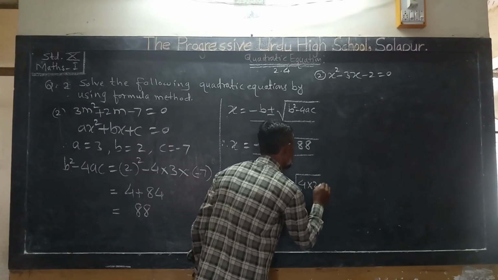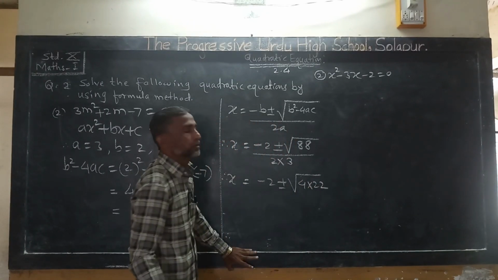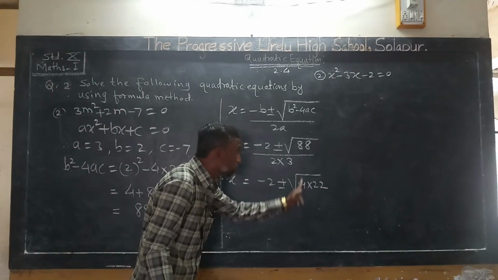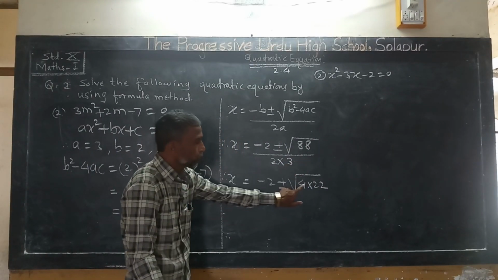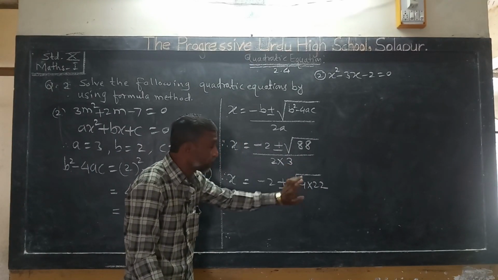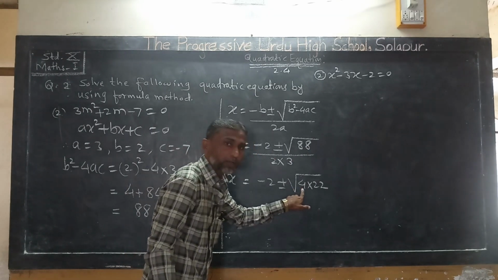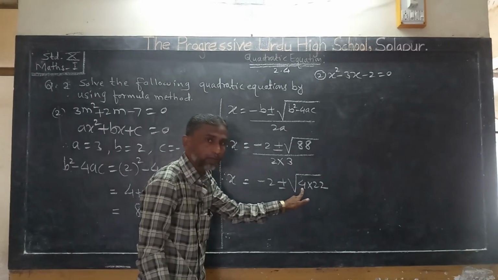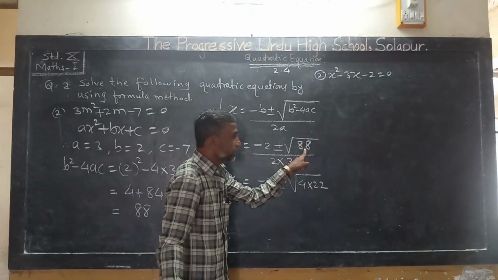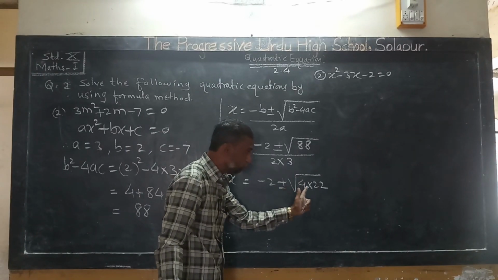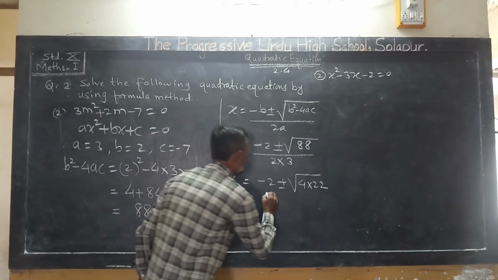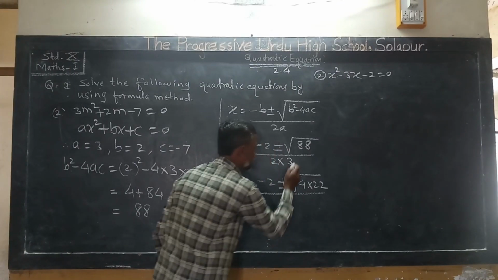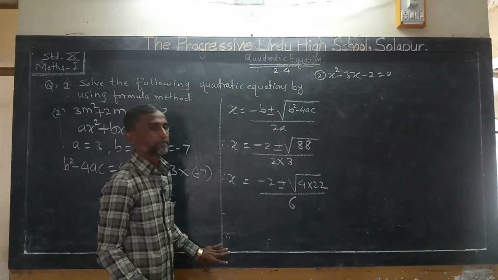4 into 22, 4 22s are 88. So why? Because 4 is a complete square number. So make the factors of 88 such that one should be a complete square number. So 88 should be written in this form, 4 into 22 upon 2 3s are 6.